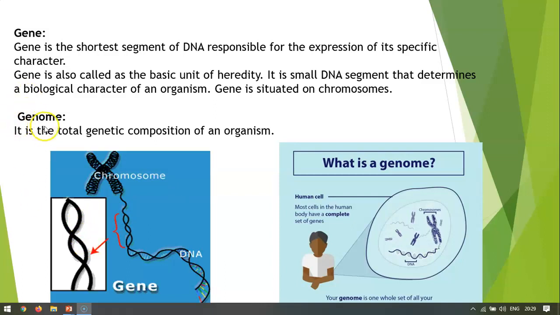The next term is genome. It is the total genetic composition of an organism. So you have your entire set of chromosomes. This whole set is called as a genome. This has a complete information about all the genetic characters that you have, both the ones you have expressed and the ones which are suppressed.